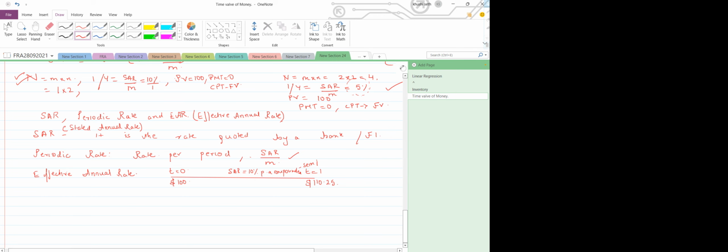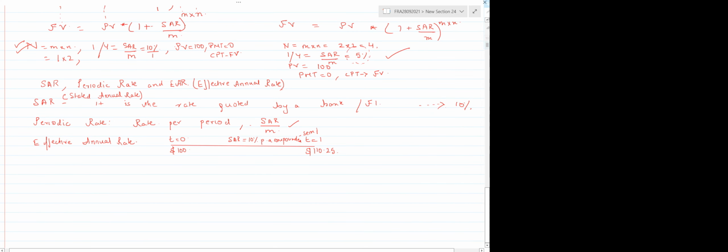Guys, my stated rate was 10%, but how much did I actually earn in 1 year? 10.25. Yes, I earned 10.25. How did I get that? 110.25 minus 100, divided by 100, right? That is 10.25%. So even though my stated annual rate was 10%, I earned 10.25%.